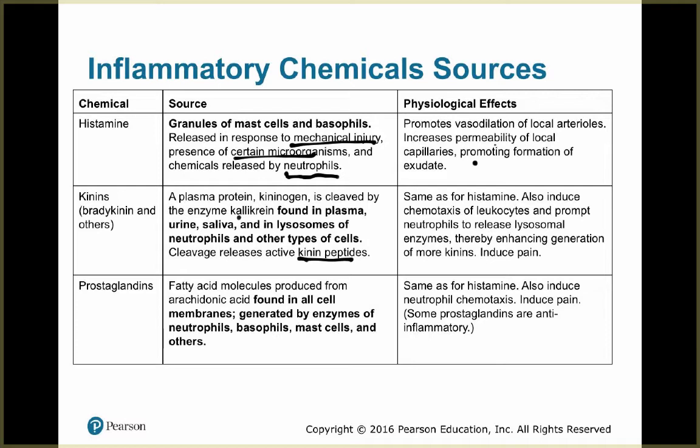And prostaglandin, this is a fatty or lipidy molecule. It's found in all cell membranes. It's generated by enzymes of neutrophils, basophils, mast cells, and others. And same as histamine, it induces neutrophil chemotaxis, induces pain, right? And some prostaglandins are anti-inflammatories. So this kind of gives you an idea that they all kind of do the same things. Some just have slightly different sources.